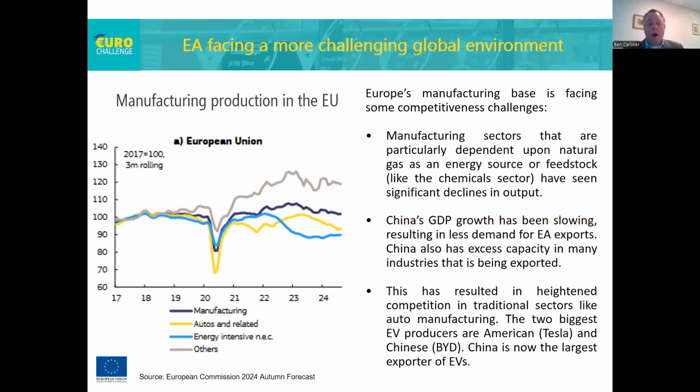So, obviously, the biggest electric vehicle, EV, manufacturer in the United States is Tesla. But Tesla was actually recently overtaken by a Chinese firm, BYD, as the world's largest manufacturer and exporter of EVs. So this is a pretty difficult situation if you're running a big European manufacturing firm right now.